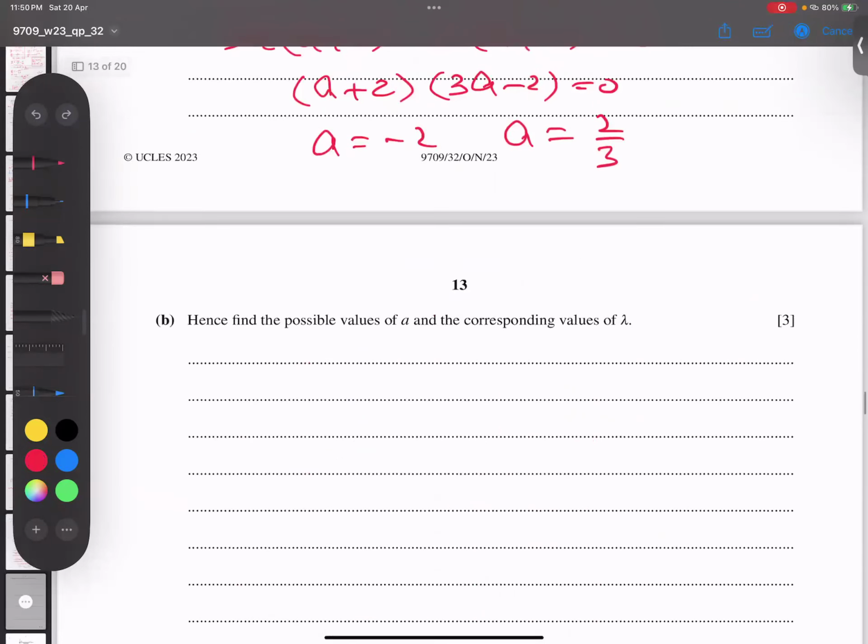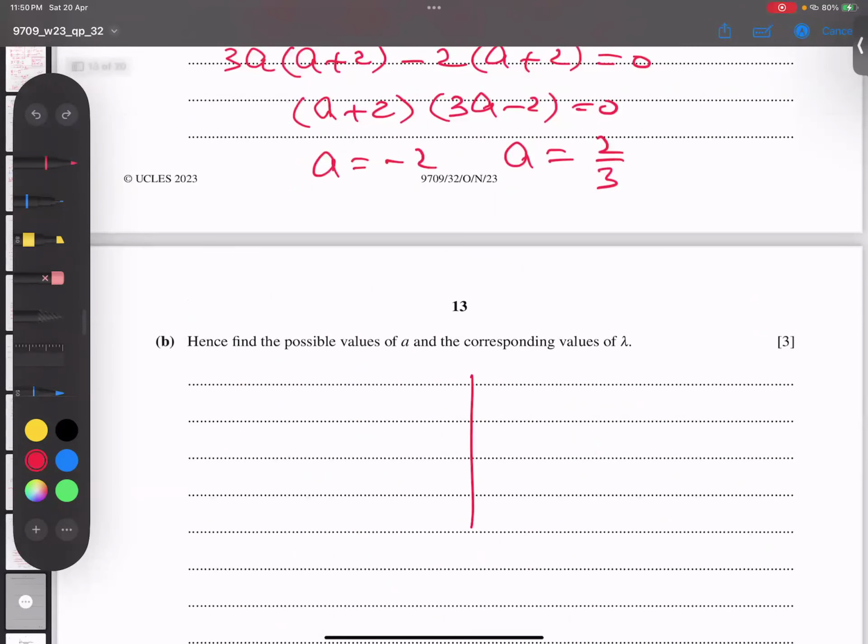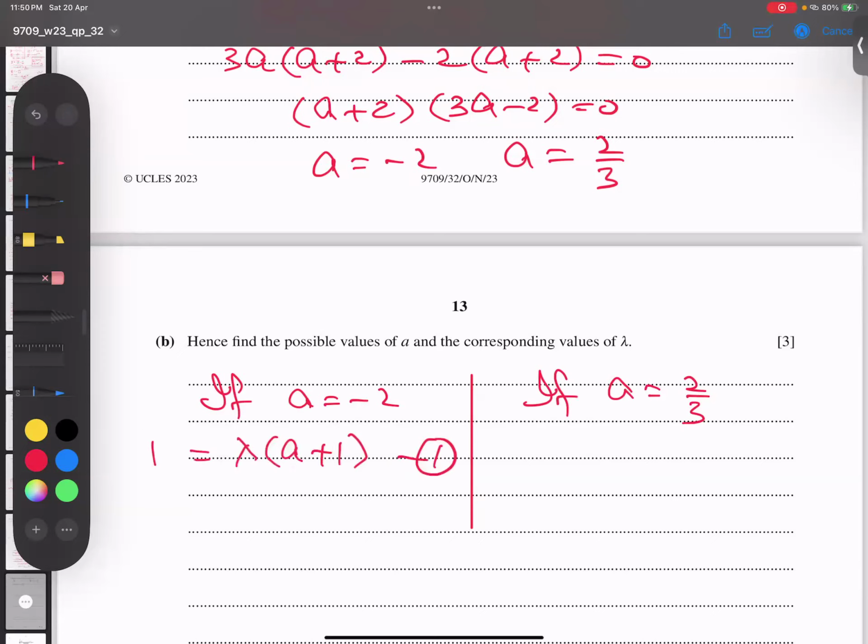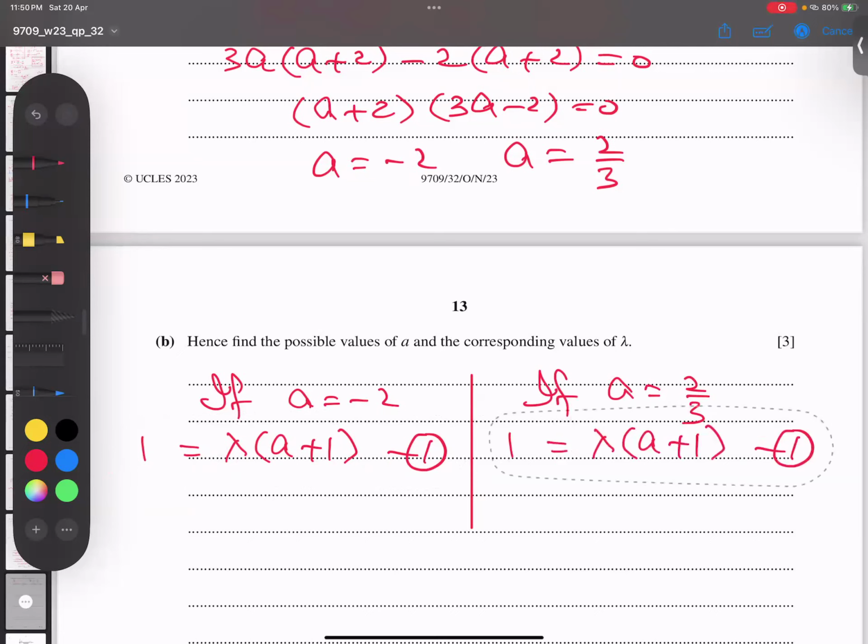So I'm saying here, if a is equal to -2, if a is equal to 2 by 3. Okay, so I am pasting both equations here. And I'm going to plug in the numbers, students. When I plug in -2 here, so what do I get? 1 equal to lambda times -2 plus 1. I got lambda is equal to -1.